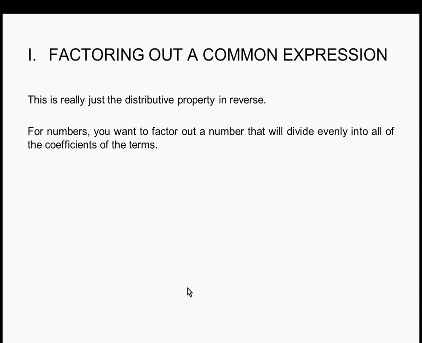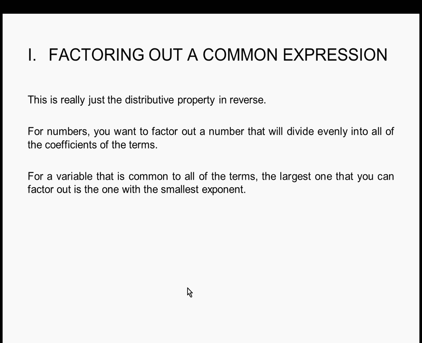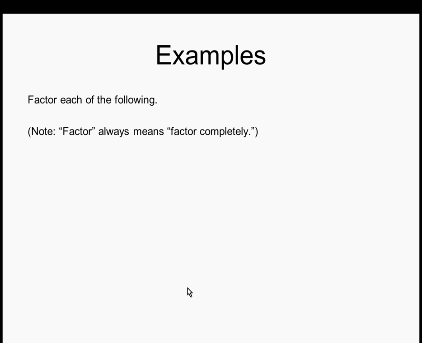If there's only the number 1 to factor out, we usually don't write it. For a variable that is common to all of the terms, the largest one that you can factor out is the one with the smallest exponent. So if the first term has an x squared and the next term has an x cubed, the largest factor you can factor out is the one that says x squared. So always take the one with the smallest exponent for common variables. So factor each of the following. Now again, note, factor always means factor completely.